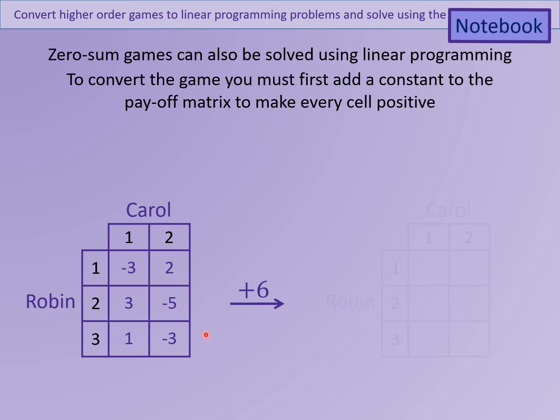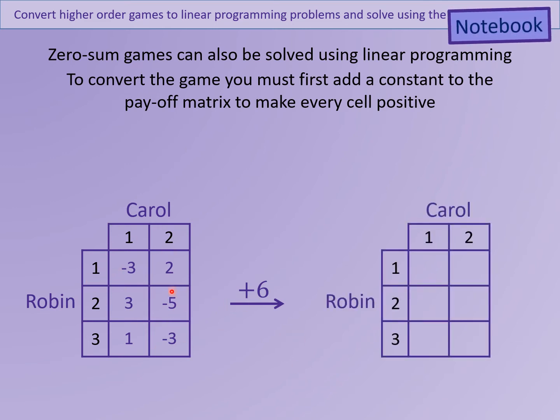So if I add 6 to everything, you can see that -3 plus 6 is going to be 3, 2 plus 6 is going to be 8, and so on. 9, 1, 7, and 3 again. Oh look, everything is positive now. So that means I can start to think about how I can solve this using linear programming. I'll come back to the reason why that's important in a second.